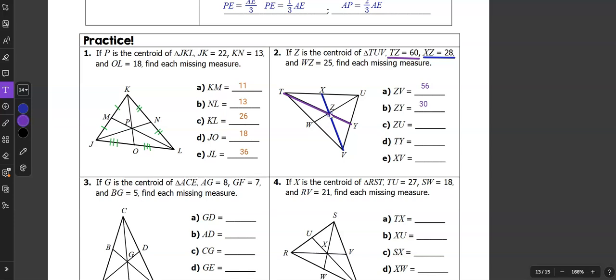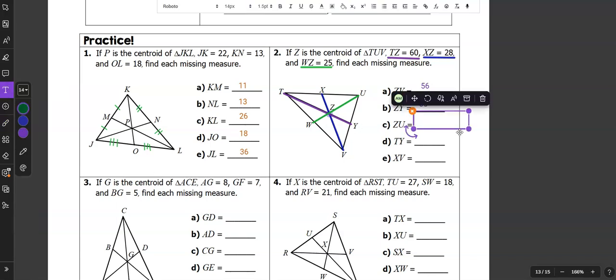Up next is ZU. ZU is the longer segment of median UW, and so that indicates that we need to take WZ, which is the smaller portion, and they tell us that is 25. So if WZ is 25, we multiply that by 2, and we get that ZU is going to be 50.